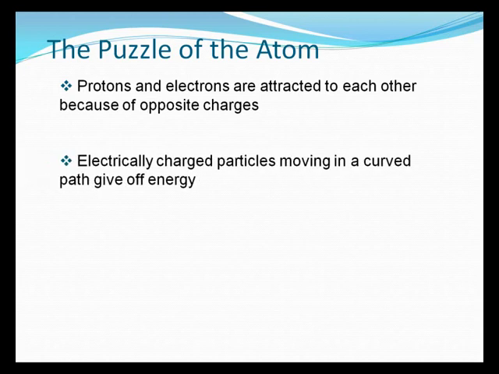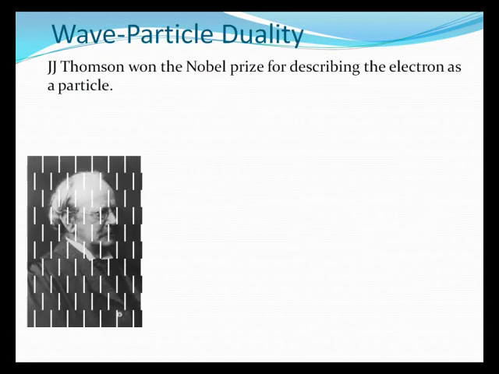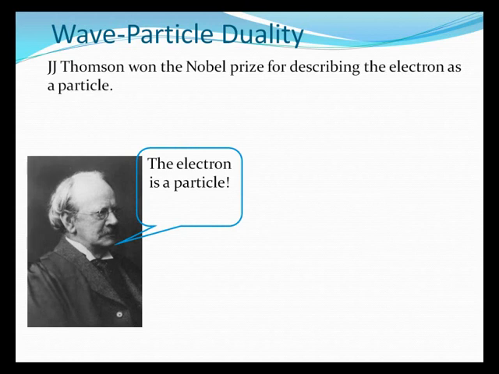It's composed of electrons and protons. They happen to be attracted to each other because the charges are opposite. In addition to that, electrically charged particles moved in a curved path are known to give off energy. But in spite of these facts, atoms don't collapse and they don't give off any energy. So how do we explain it? Well, we got to go sort of deep.